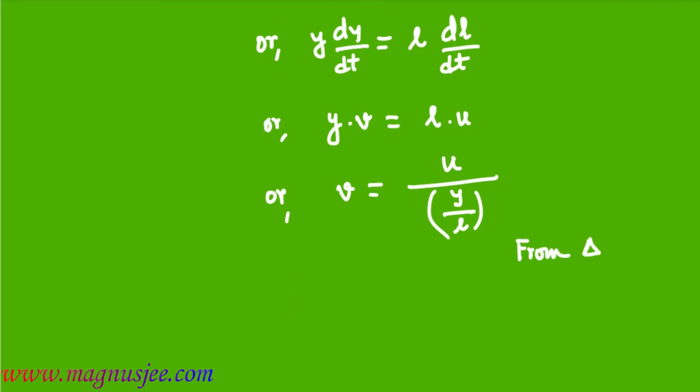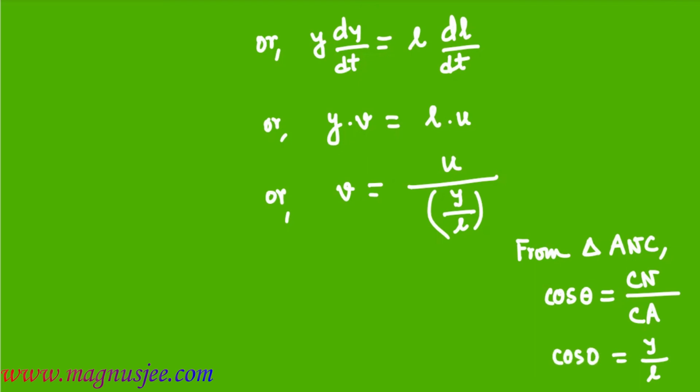From triangle ANC, cos theta is equal to base by hypotenuse, that is CN by CA. Base is CN and CA is the hypotenuse. That is y by L. Cos theta is y by L.